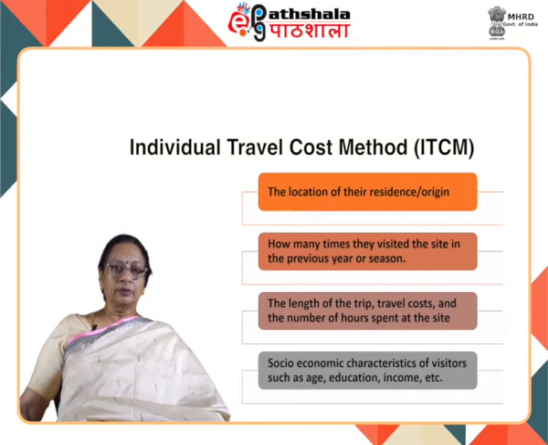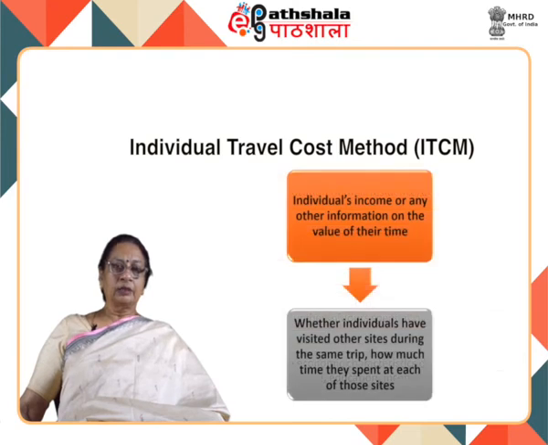Fourth, to collect information on the main features of the visit, visitors should be asked about the location of their residence or origin, how many times they visited the site in the previous year or season, the length of the trip, travel costs, and the number of hours spent at the site. Socio-economic characteristic of visitors such as age, education, income, etc. Fifth, individual's income or any other information on the value of their time.